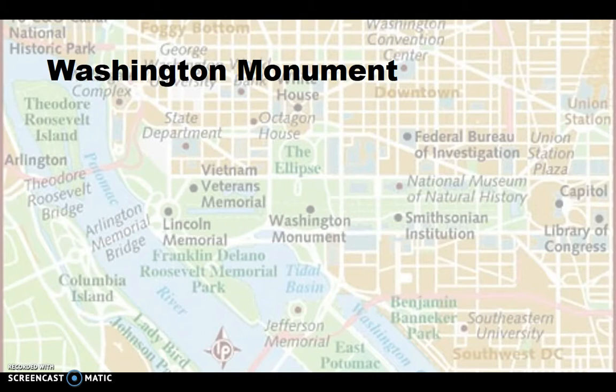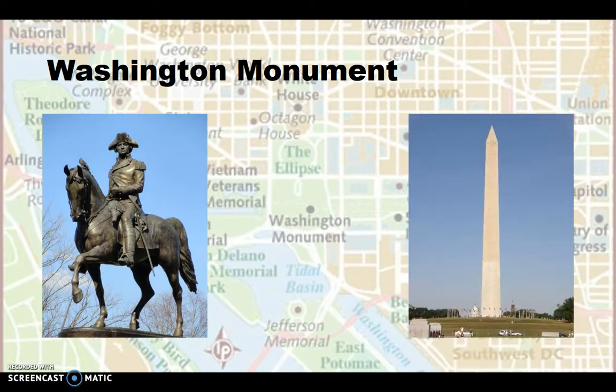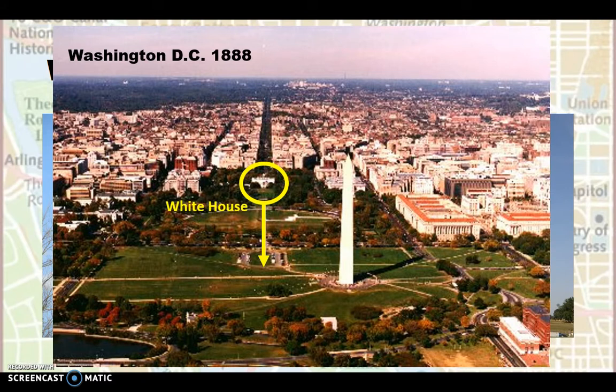L'Enfant's original design for the city had called for an equestrian statue of George Washington as the original Washington Monument, but it was never actually made, or at least not right then. A later design for the memorial featured a massive obelisk, just like we have today, but the ground was too unstable for it to be located at the intended spot. Instead, construction of the Washington Monument began at a site a short distance to the south and east of the exact 90-degree spot. Here is a picture that was taken in 1888 after the Washington Monument was completed.